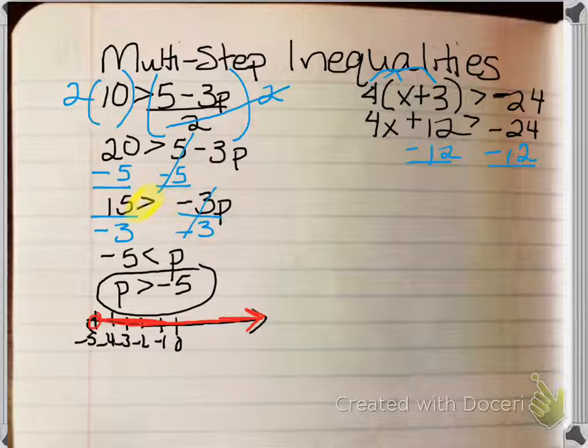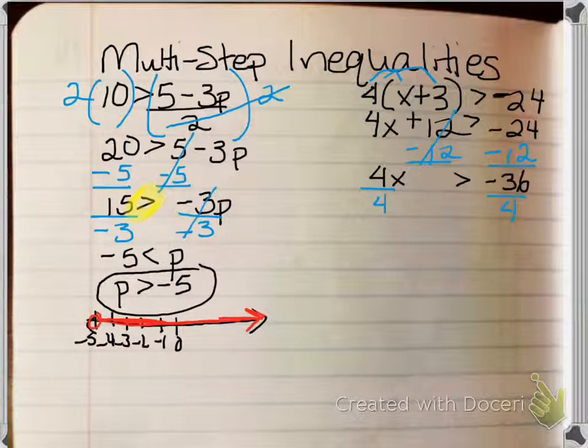On the left side, that's going to leave me with just a 4x because the 12s have canceled out. Again, we're not multiplying or dividing by a negative number, so our inequality symbol will not change. And then on the right side, -24 minus 12 will give me a -36. Now for our final step, we are going to divide both sides by 4.